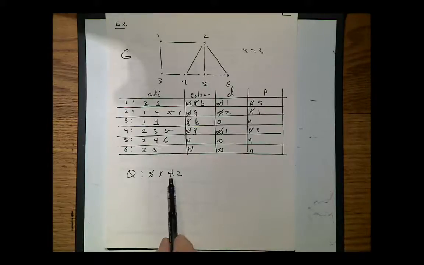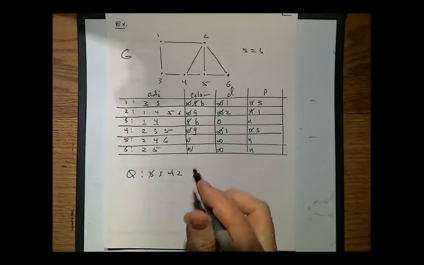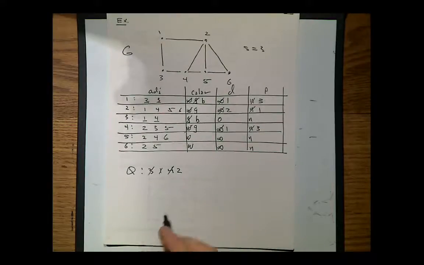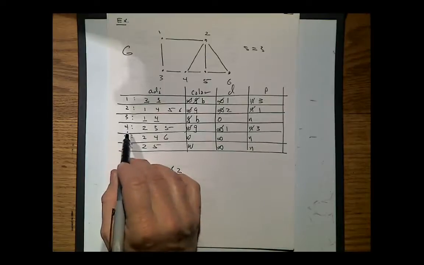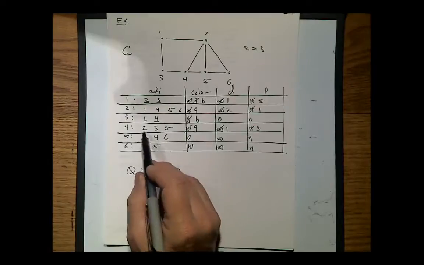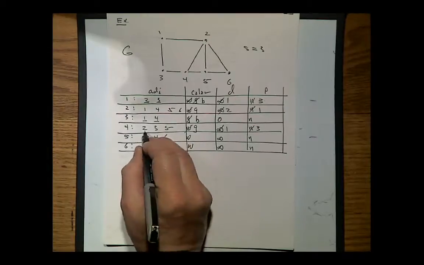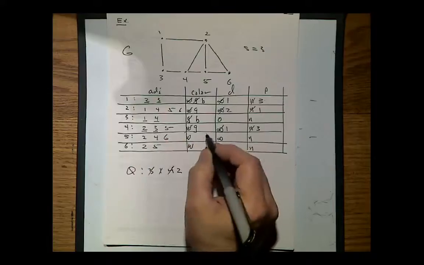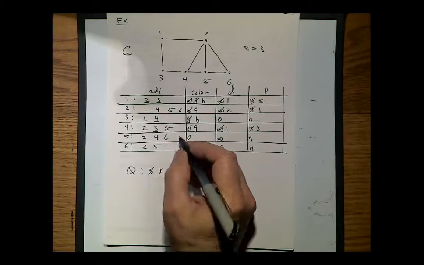So is the Q empty? No, it's not. So I extract the 4. 4 becomes X. Now I process 4's adjacency list in this inner for loop. Has 2 been discovered? Yes, it has. Has 3 been discovered? Yes, it has. Has 5 been discovered? No, it hasn't.